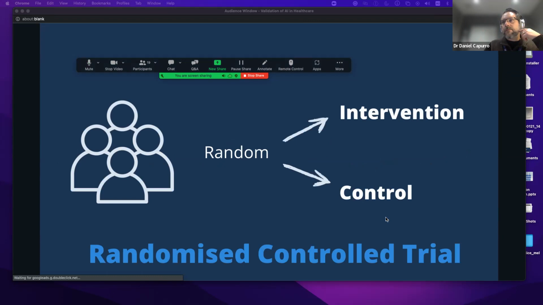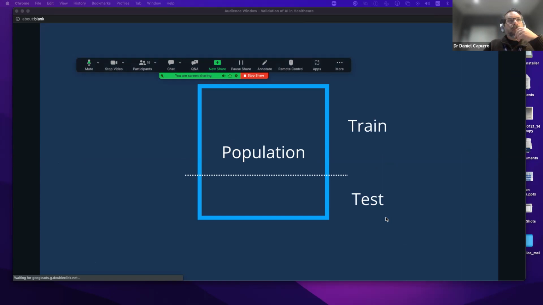So again, what we see now when we read in a paper about validation of algorithms, we're going to see things along these lines. So we have a population that has a certain condition or that are at a risk of developing certain conditions. And we divide our sample in the train and test subsamples. The train subsample, we use it to train our algorithm, and then we test it in an unseen portion of that population. That's what we normally see in most machine learning applications, publications in healthcare.